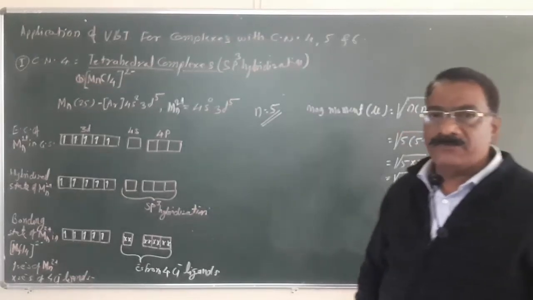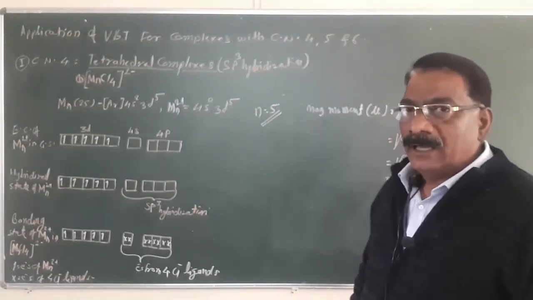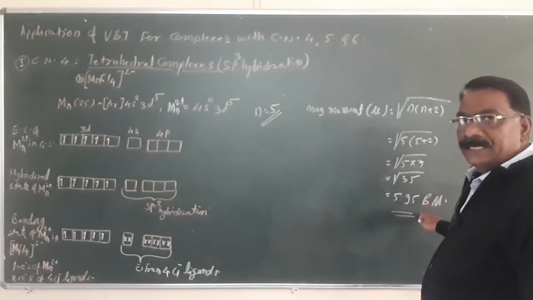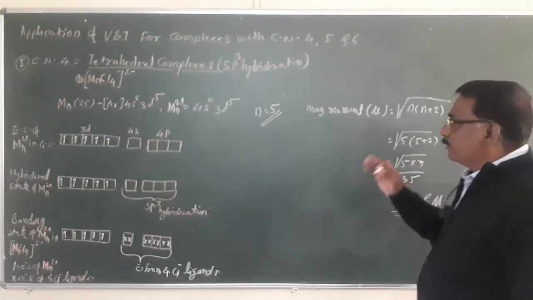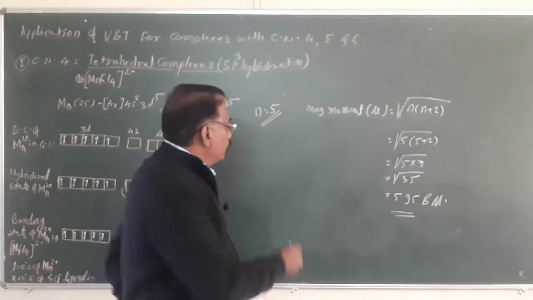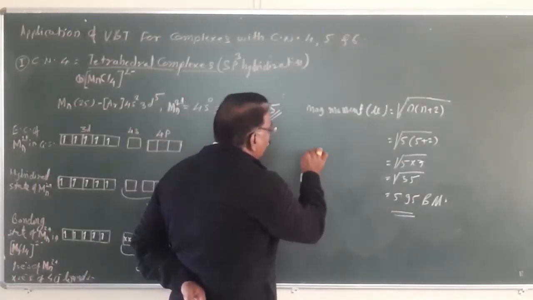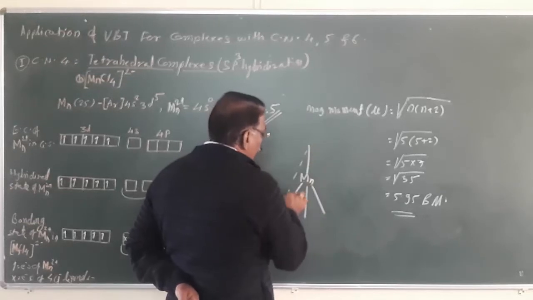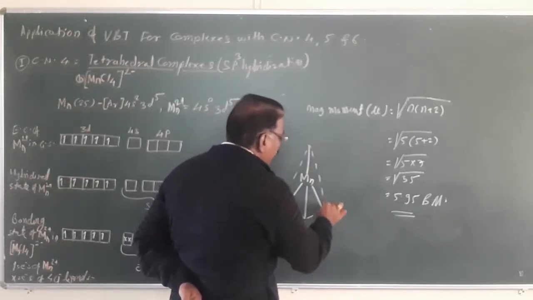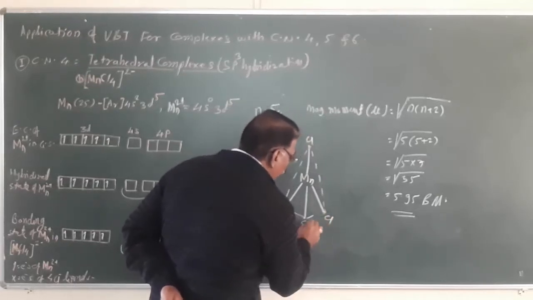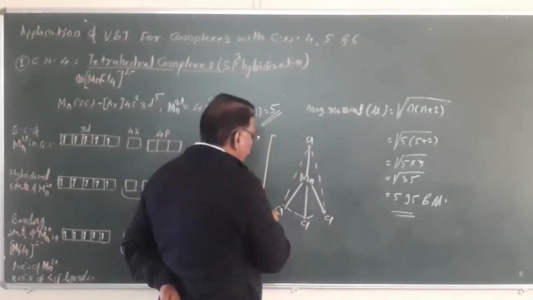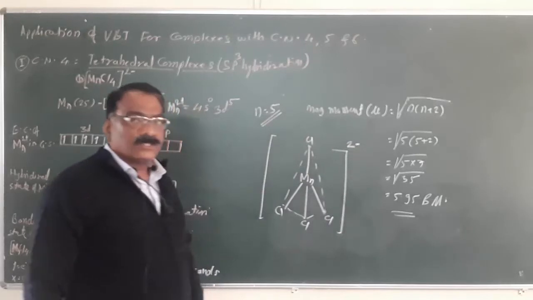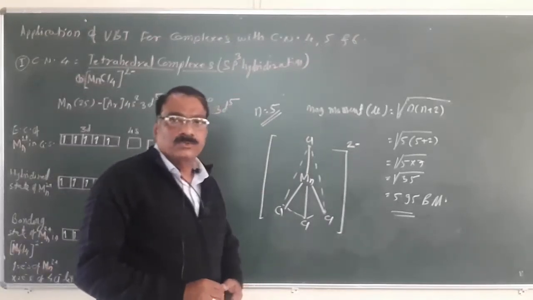Thus, this MnCl4 2 minus complex, according to V.B.T, is paramagnetic with the magnetic moment 5.95 Bohr magneton. This complex shows tetrahedral geometry. In the tetrahedral geometry, Mn is placed at the center of the tetrahedron and the 4 ligands are at the 4 corners. So there is the formation of tetrahedral geometry, with 4 Cl at the 4 corners, and the structure has a 2 minus charge. It is the structure of MnCl4 2 minus.